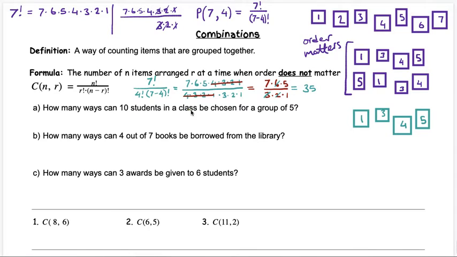How many ways can 10 students in a class be chosen for a group of 5? This is a combination of 10 choose 5, that is 10 factorial divided by 5 factorial times 10 minus 5 factorial. Let's write this one out. We won't write the other ones out when we get to them. 10, 9, 8, 7, 6 times 5 times 4 times 3 times 2 times 1 in the numerator. And in the denominator, we have 5 times 4 times 3 times 2 times 1, and 10 minus 5 is 5, so times 5 times 4 times 3 times 2 times 1.